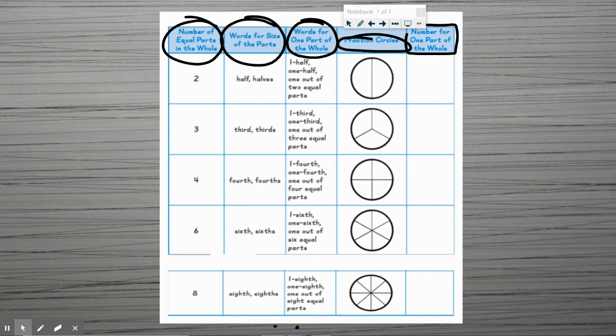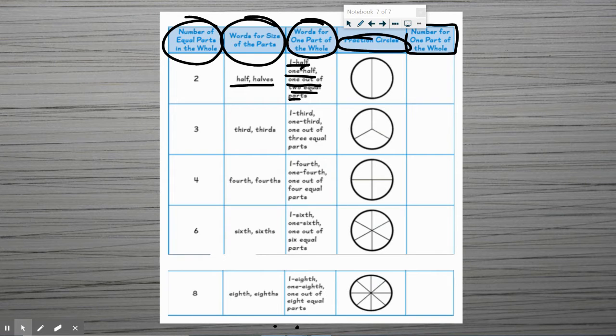Halves are the only ones that are a little bit different. They don't necessarily make sense. We're not going to call them 1/2s. They are 1/2. So my parts are halves. I read the number as 1/2. I could say 1 out of 2 parts. So that is one way I could do it.